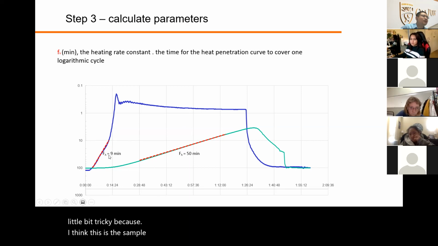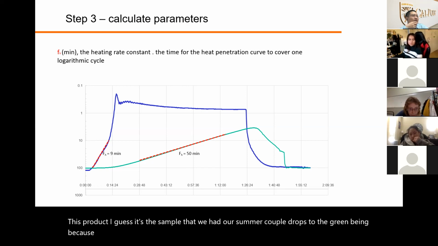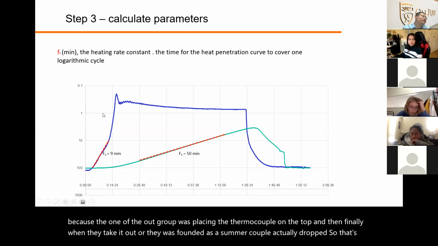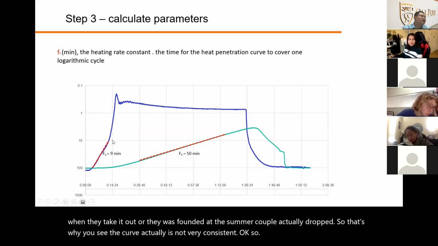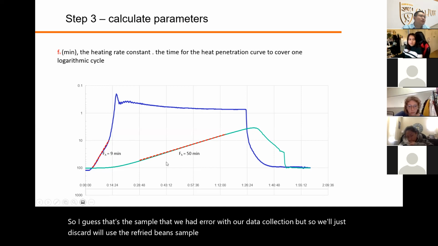The blue one is a little bit tricky because I think the thermocouple dropped in that sample. One of our group was placing the thermocouple on the top, and finally when they took it out, it was found that the thermocouple actually dropped. That's why you see the curve is not very consistent. That's the sample where we had an error with our data collection, so we'll just discard it. We'll use the refried bean sample as the example because this is more like a normal heating and cooling curve.